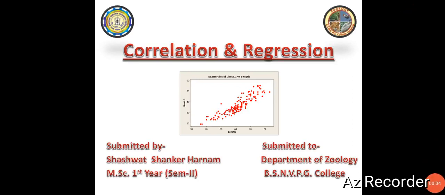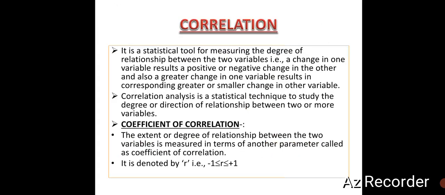Today, we are going to discuss the topic correlation and regression, which is one of the most important topics of biostatistics. So, what is correlation? It is a statistical tool for measuring the degree of relationship between the two variables, where a change in one variable results in a positive or negative change in another variable. The measurement of this correlation is done with the help of a mathematical tool called the coefficient of correlation, represented by R, and its range is from -1 to +1.